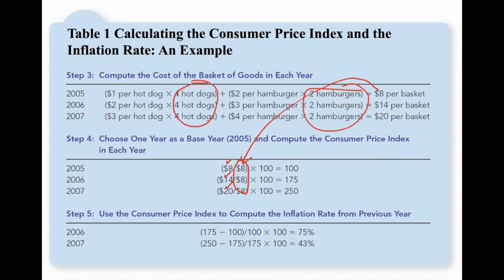CPI in year 2 minus CPI in year 1, divided by CPI in year 1. Then we multiply by 100, and we get the percentage of change. So in this case, 75% reflects that the cost of living increased by 75% from the previous year. And then in 2007, it's about 43%.